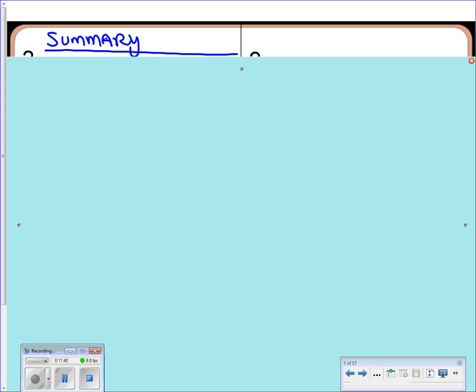That's the end of 2.1. Draw a line, write the word summary, go back and just write a real quick summary. Look at your I can statements that might help you write a summary, and then come back and check for the next section.